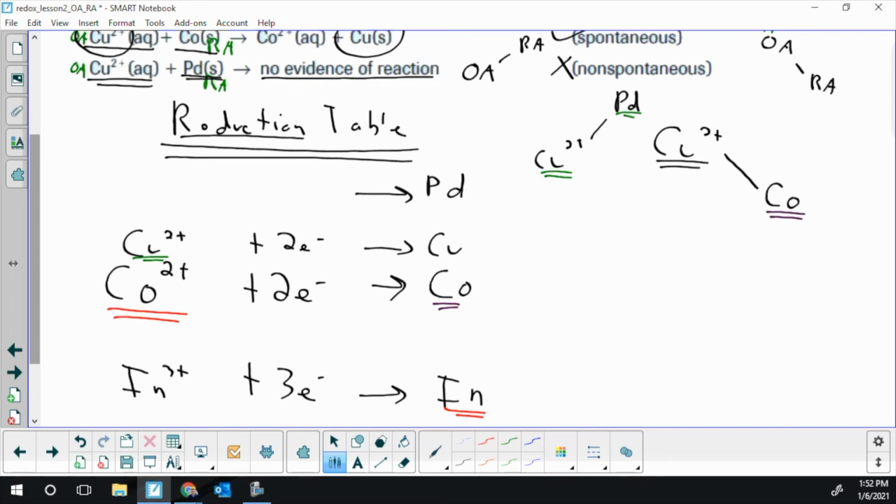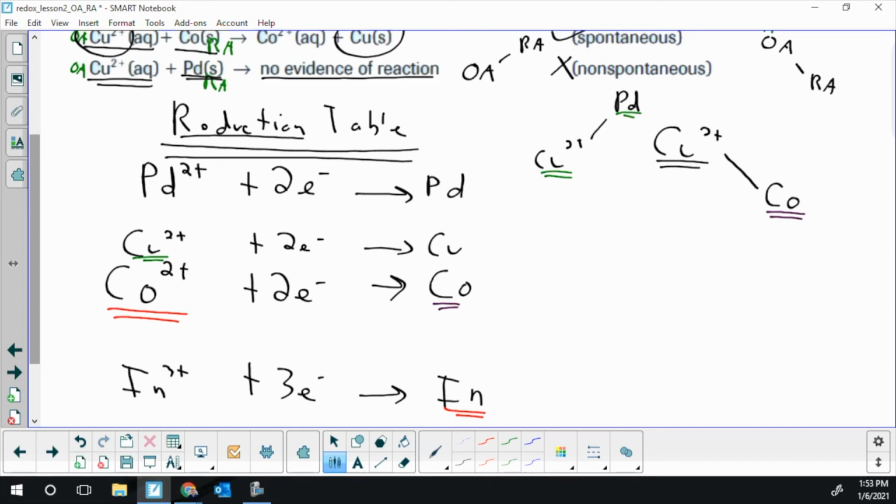Any thoughts of where I could figure out the most common charge for Pd? Yeah, your periodic table. So we've got to find Pd, which is palladium. It's atomic number 46, and the most common charge is 2+ on the table. Okay, so that's what I'm going to use. Pd2+ plus 2 electrons makes elemental palladium.